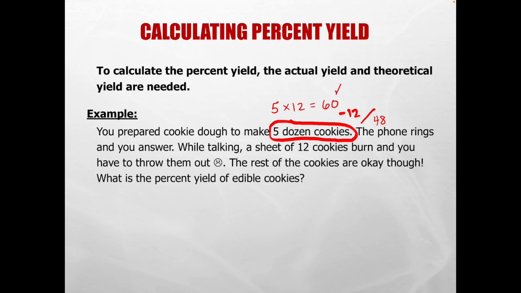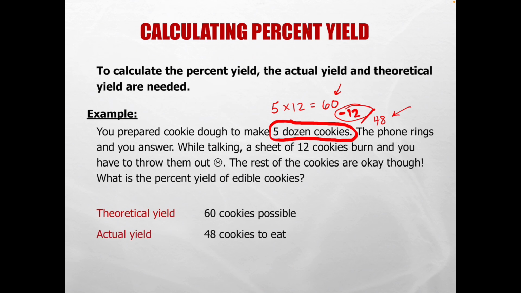Super bummer. Okay, so 60 would be our theoretical yield. In theory, on paper, we should have had 60 cookies. But as you know, stuff in lab happens, and we only ended up with 48 cookies.